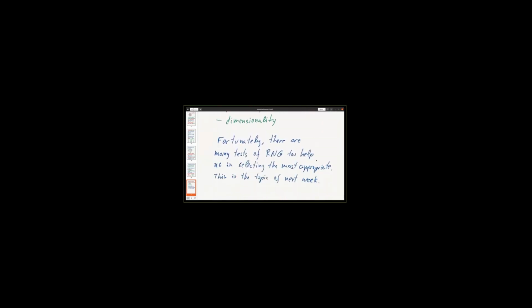Okay, fortunately, there are a number of tests of random number generators to help us in selecting the most appropriate. And this is the topic of the next week.